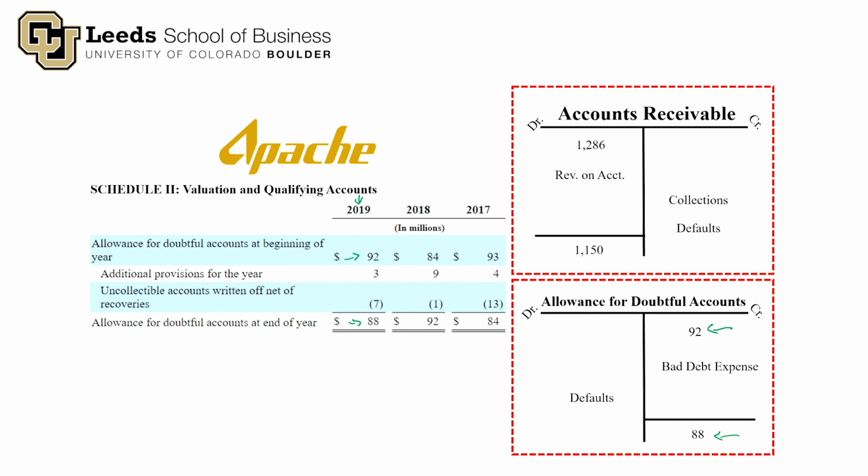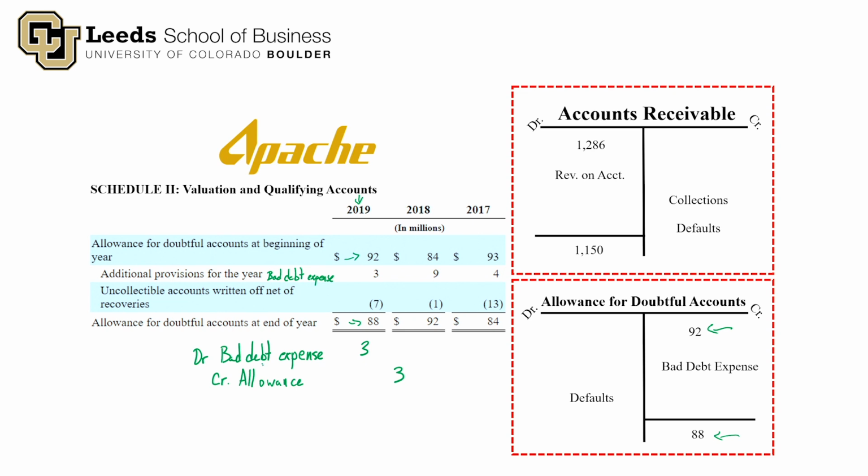The additions were from the provision, okay? And the provision refers to bad debt expense. So I'll write bad debt expense there. The provision for bad debts is sometimes what that's called. And that was $3 million for the year. So that $3 million there is a debit to bad debt expense, and a credit to the allowance. Okay, and that was for 3.